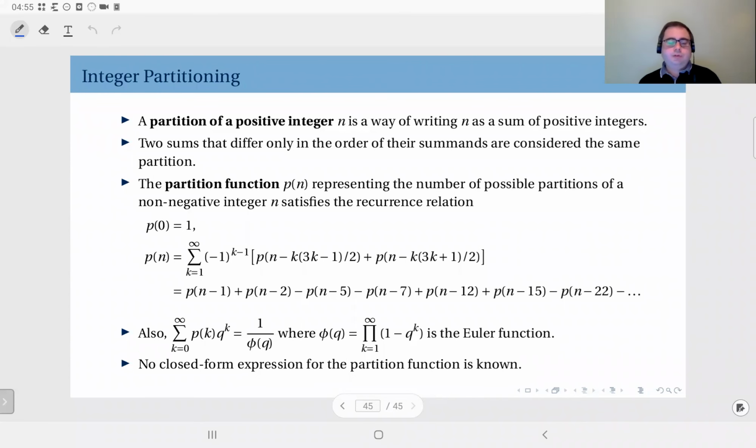Finally, distribution of indistinguishable objects into indistinguishable boxes, as I said, boils down to the integer partitioning problem. A partition of a positive integer n is a way of writing n as a sum of positive integers. For instance, 6 is equal to 1 plus 1 plus 1 plus 1 plus 1 plus 1. This is one way to write 6. But it's also equal to 2 plus 1 plus 3. Or it's equal to 4 plus 1 plus 1.